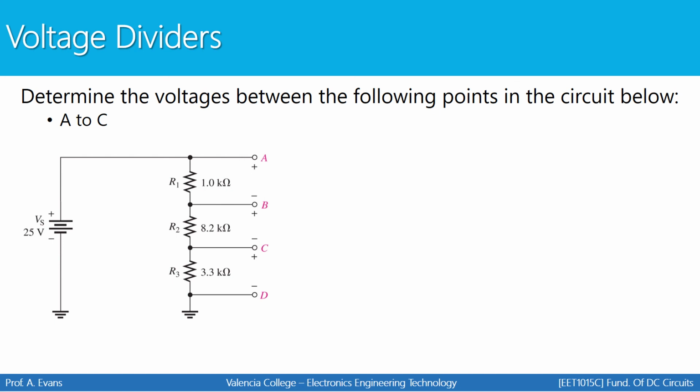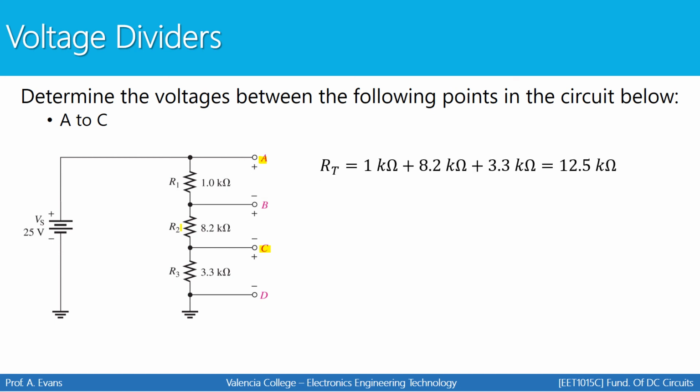Now I'm going to do the voltage drop from point A to point C. Here's an example where I have a group of resistors and I want to know the voltage for more than one thing in the group. I want to know the voltage from point A to point C, which means I want to know the voltage across R1 and R2 combined. How much is that? So here's what our voltage divider will look like now.